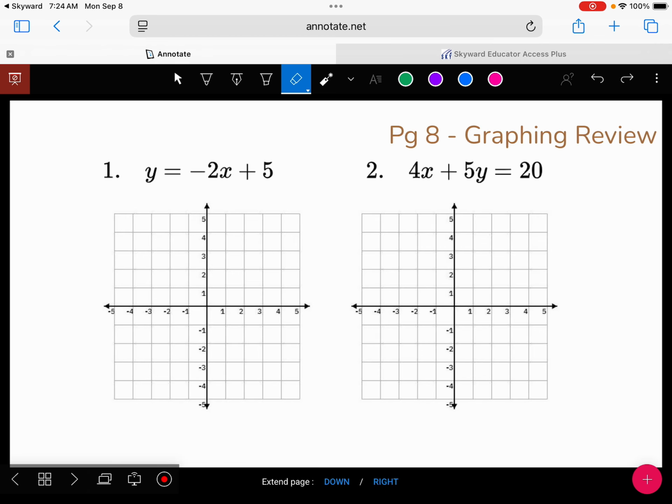I know we've done it. Last chapter, we did some line graphing. We got pretty good at them. But just as a real quick refresh, at the bottom of page 8 in our notes, we're going to practice doing 2 lines, one of them in slope-intercept form, one of them in standard form. We could also use point-slope form, but we don't need to.